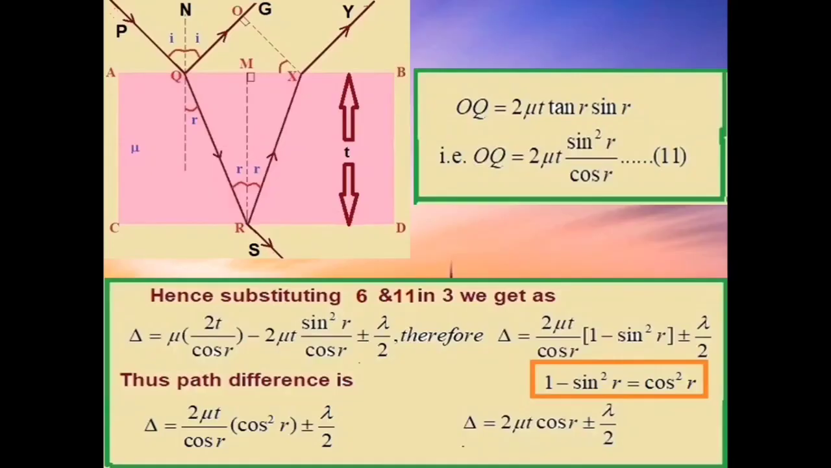Therefore, path difference delta is equal to twice mu t divided by cos r into (1 minus sin square r) plus or minus lambda by 2. We know 1 minus sin square r is equal to cos square r. From that, delta is equal to twice mu t divided by cos r into cos square r plus or minus lambda by 2. From this, path difference delta is equal to twice mu t cos r plus or minus lambda by 2.